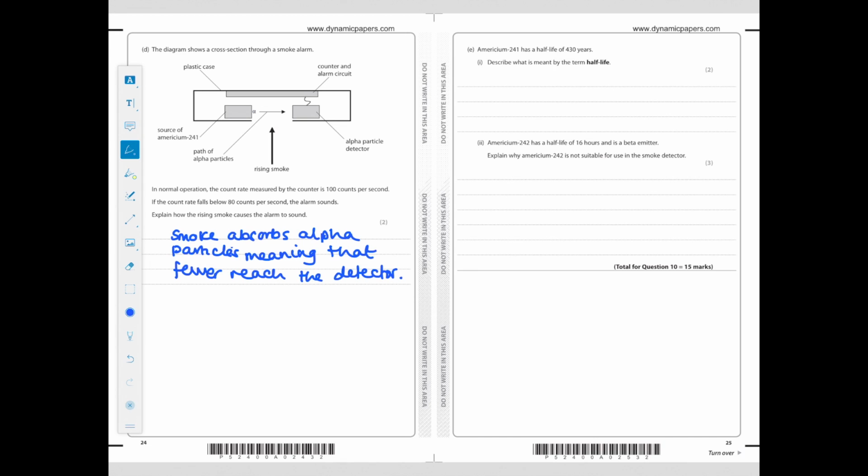Americium-241 has a half-life of 430 years. Describe what is meant by the term half-life. Another definition you need to learn off by heart. It's the time taken for half the radioactive nuclei to decay.